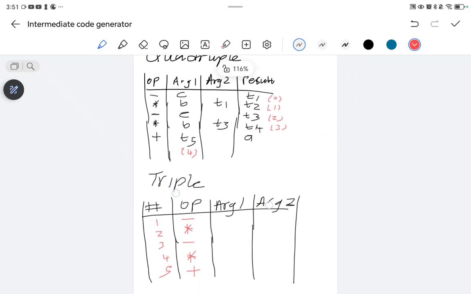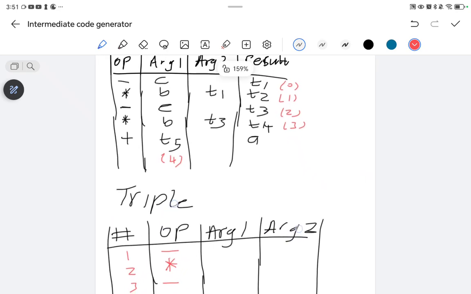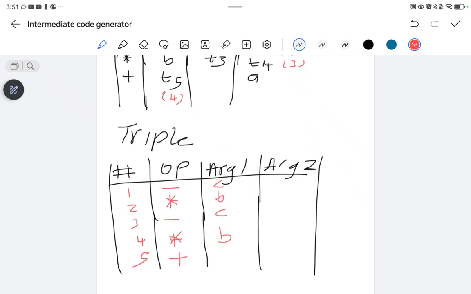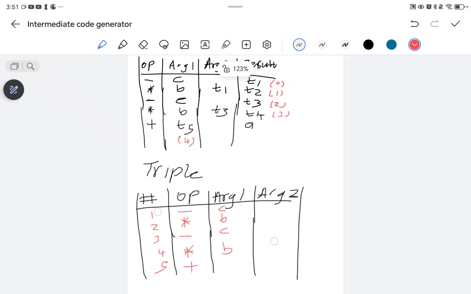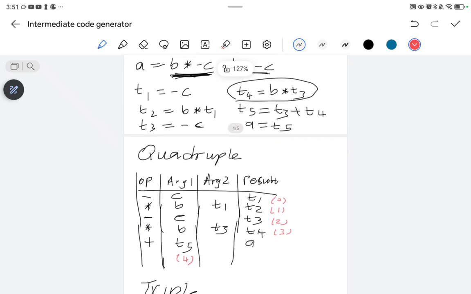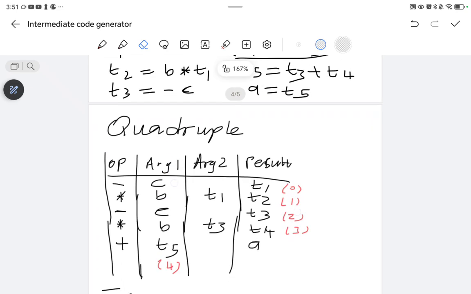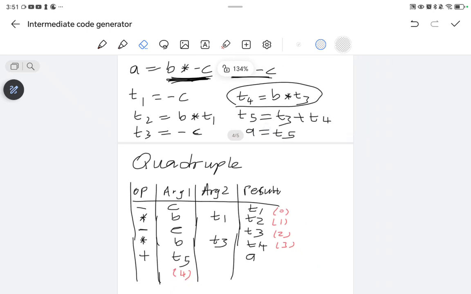And then on arguments, I have C, B, C, B. I'm not going to write this T5 for now. And then this one, let me see, this one T5, right? Oh, this one is not plus, it's minus. Let me see here. Yeah, I think I forgot something here. I forgot something on T5.